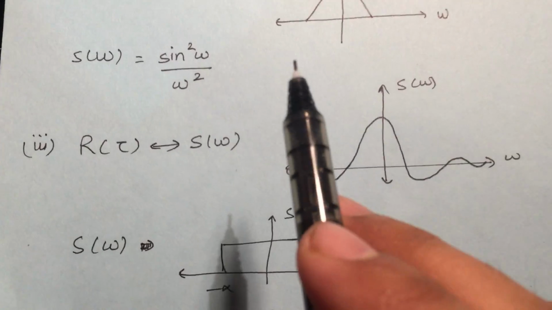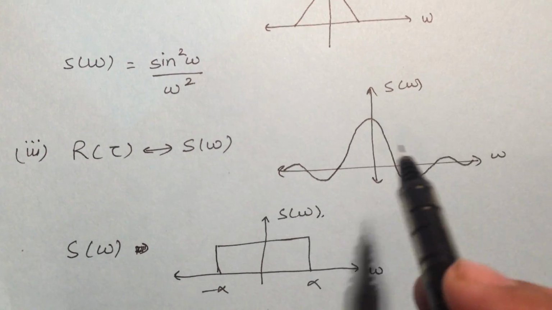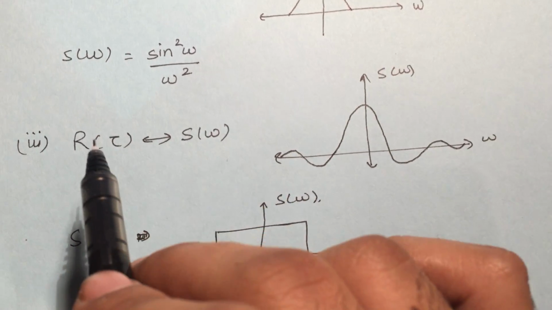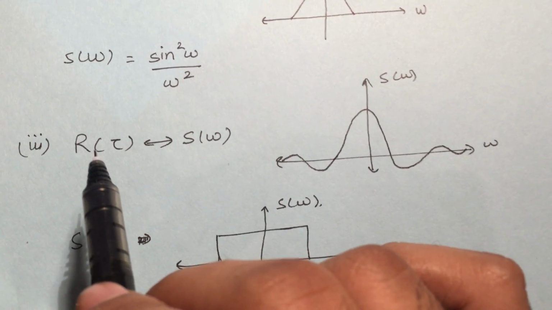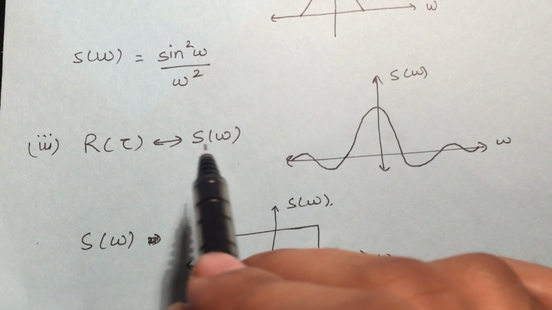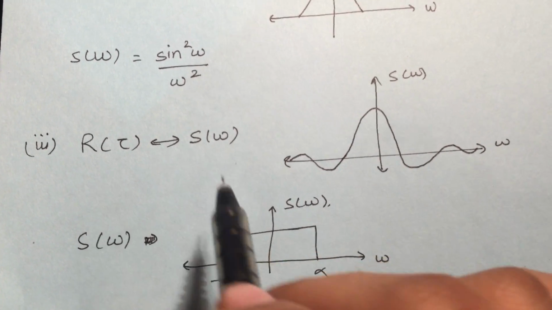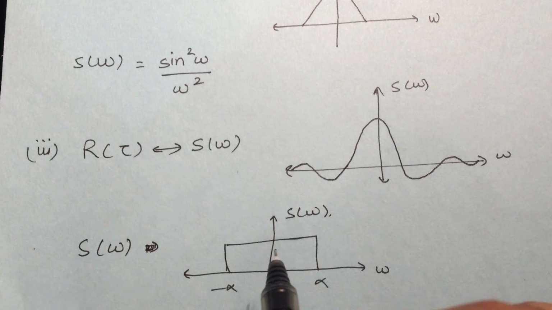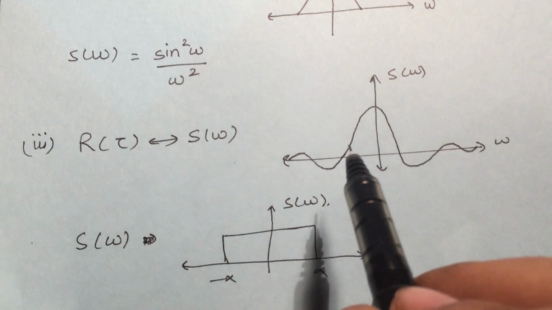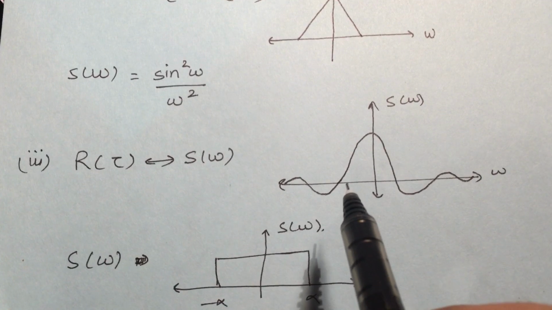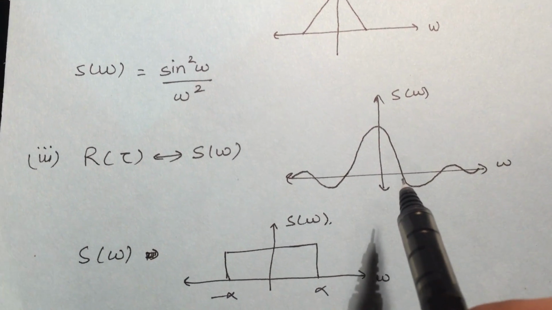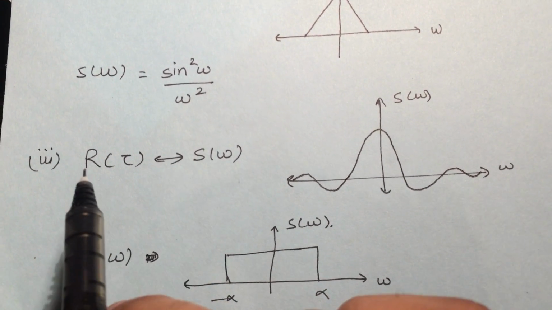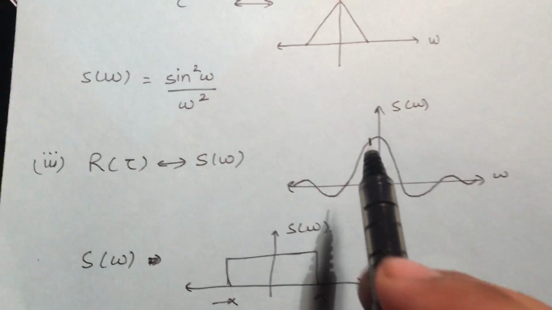Now comes the third part, in which we're given a step function from minus alpha to alpha. In case we use it to find the autocorrelation function, we first find the Fourier transform of a step function. The Fourier transform of a step function is actually a sinc function. We see over here that the value of S of omega is going negative in these regions, which cannot happen. So in this case, the autocorrelation function does not exist.